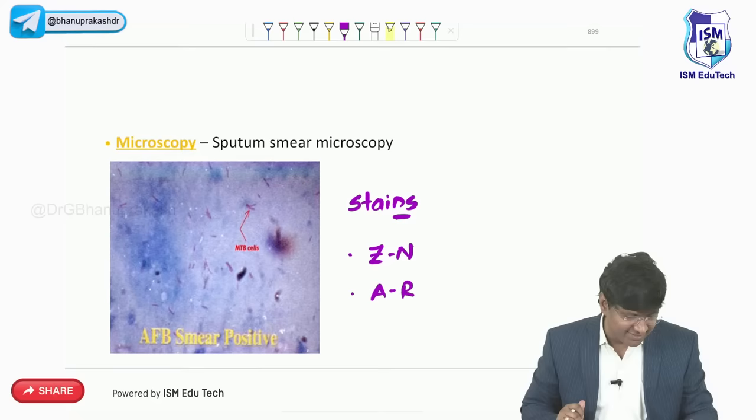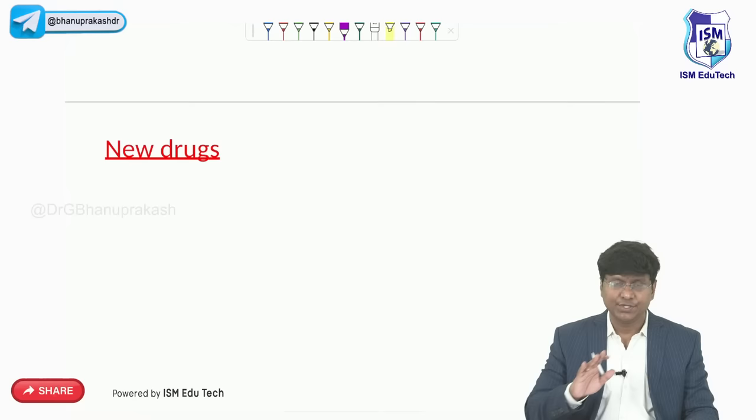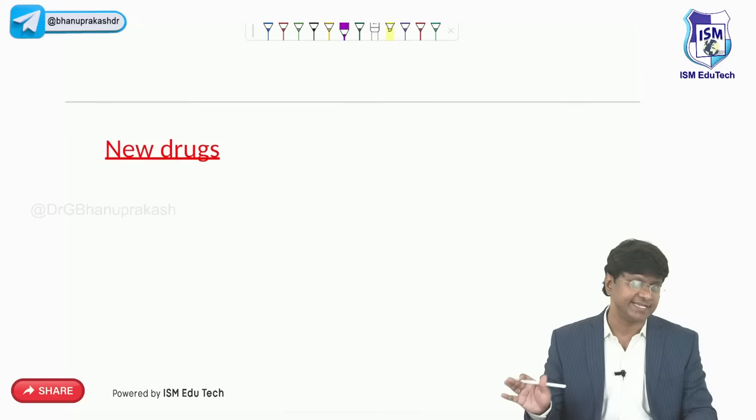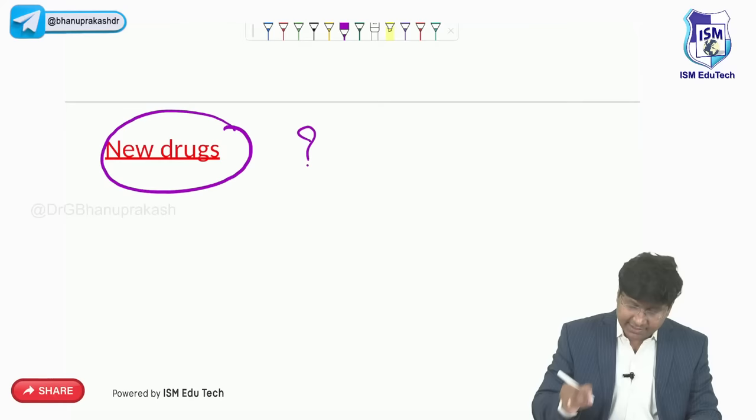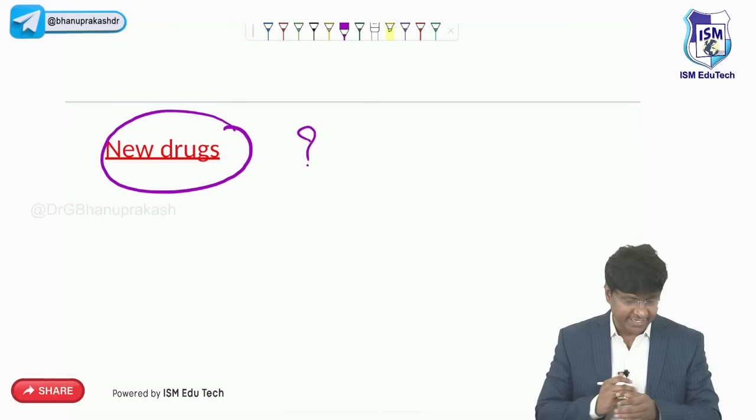Right. So these are the two important stains. And the next important question is, you are very much aware of the first line antitubercular drugs and second line antitubercular drugs. But the question that will be asked is, what are the new drugs? Anyone? What are the new drugs?